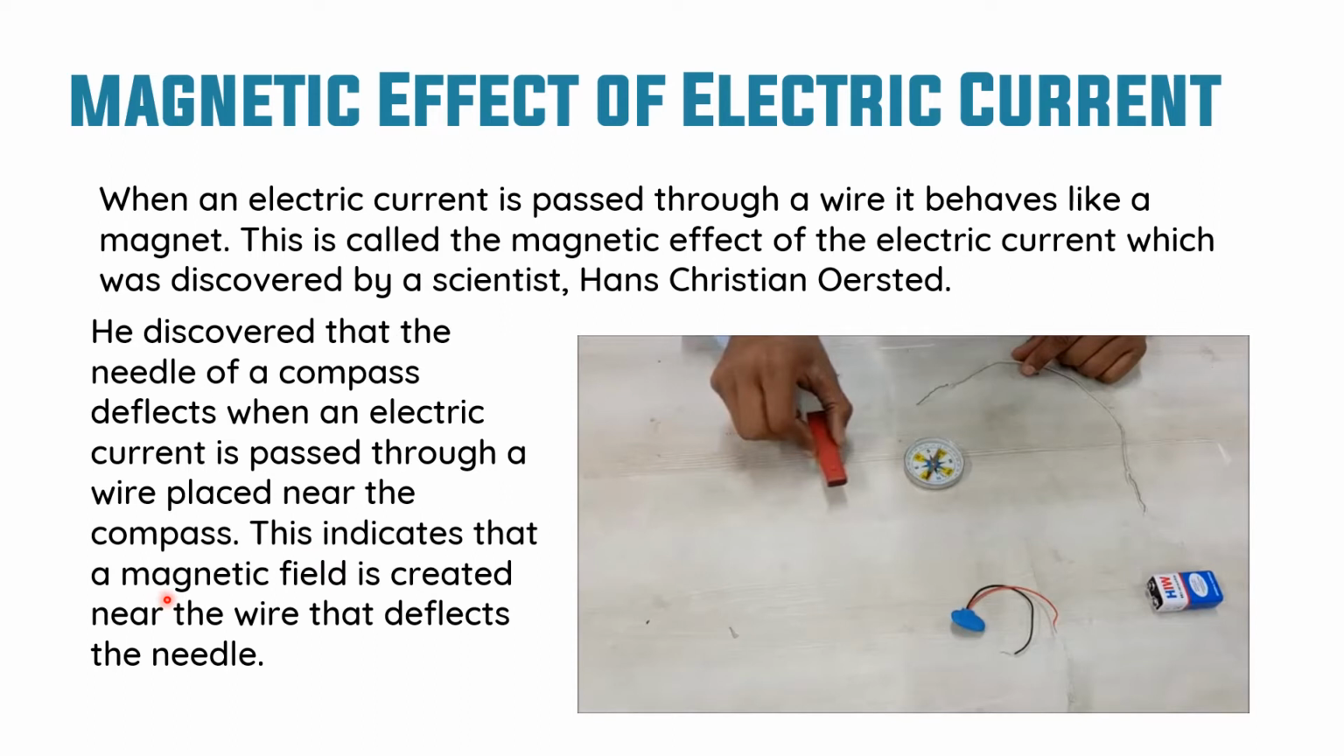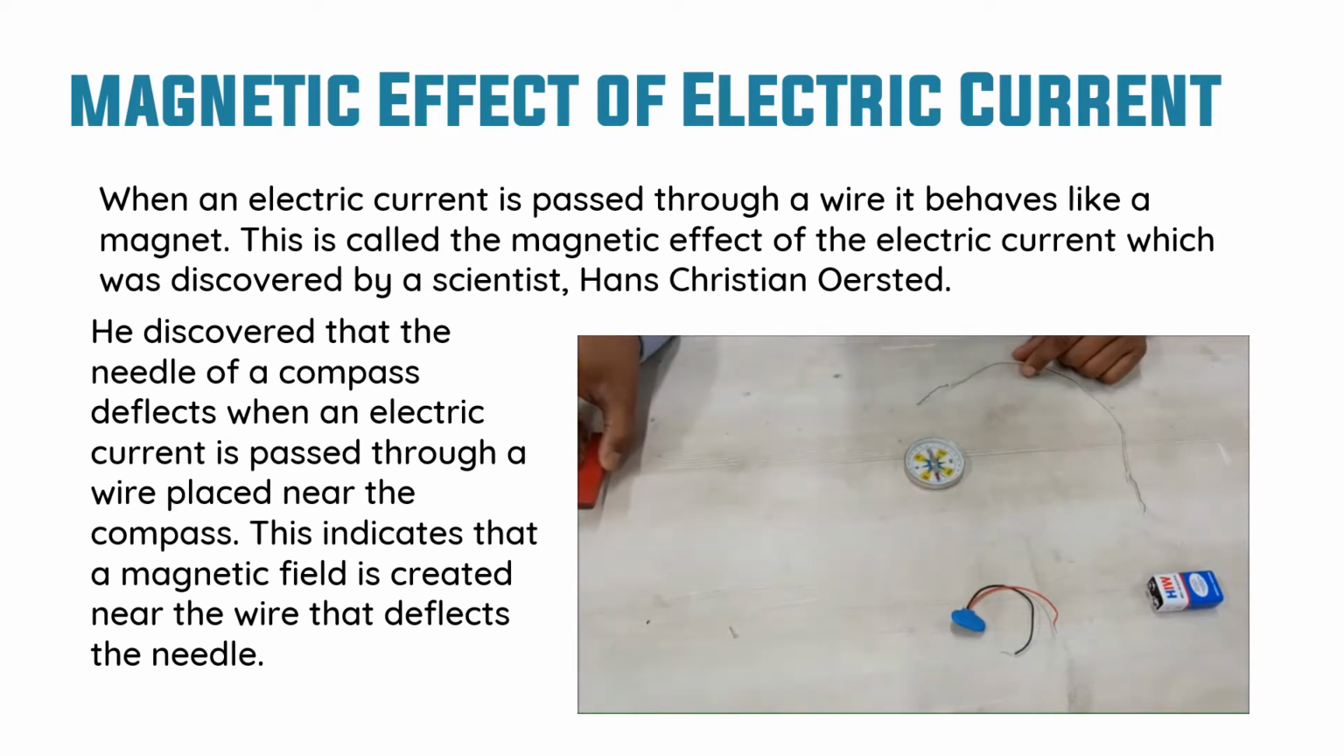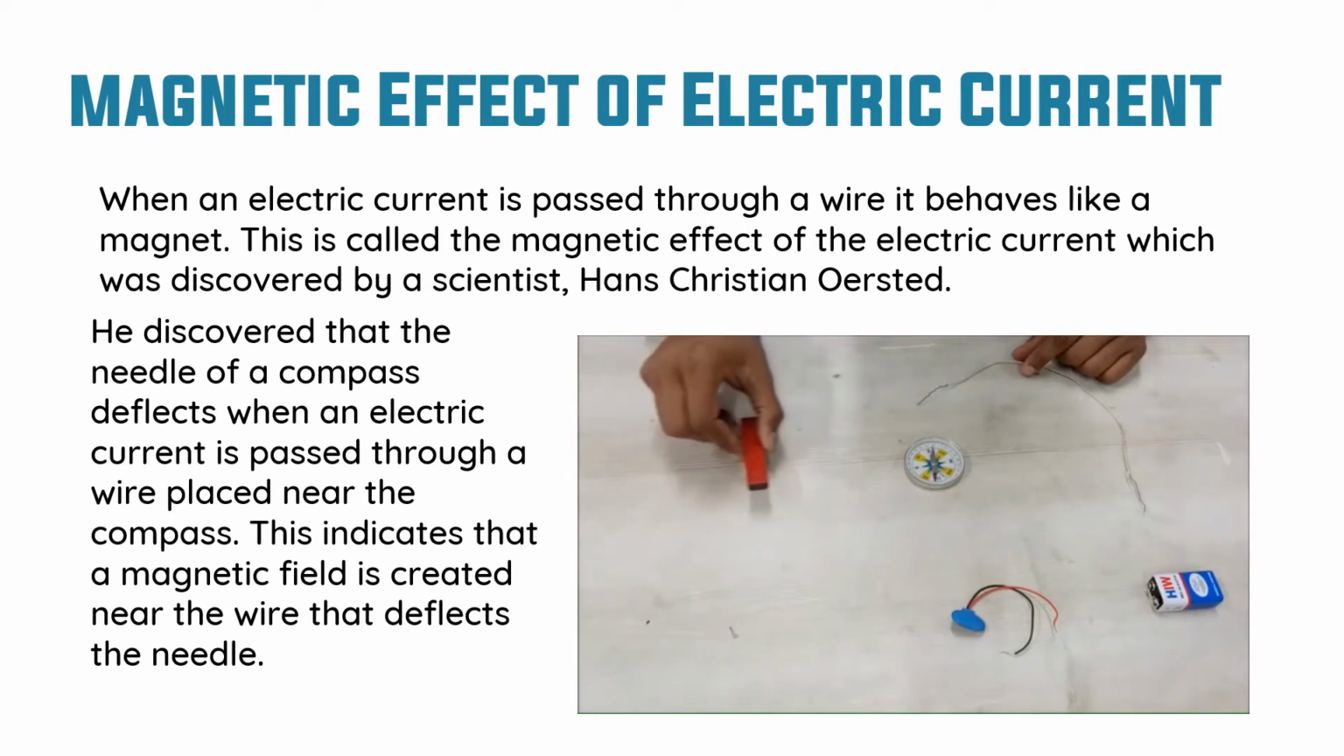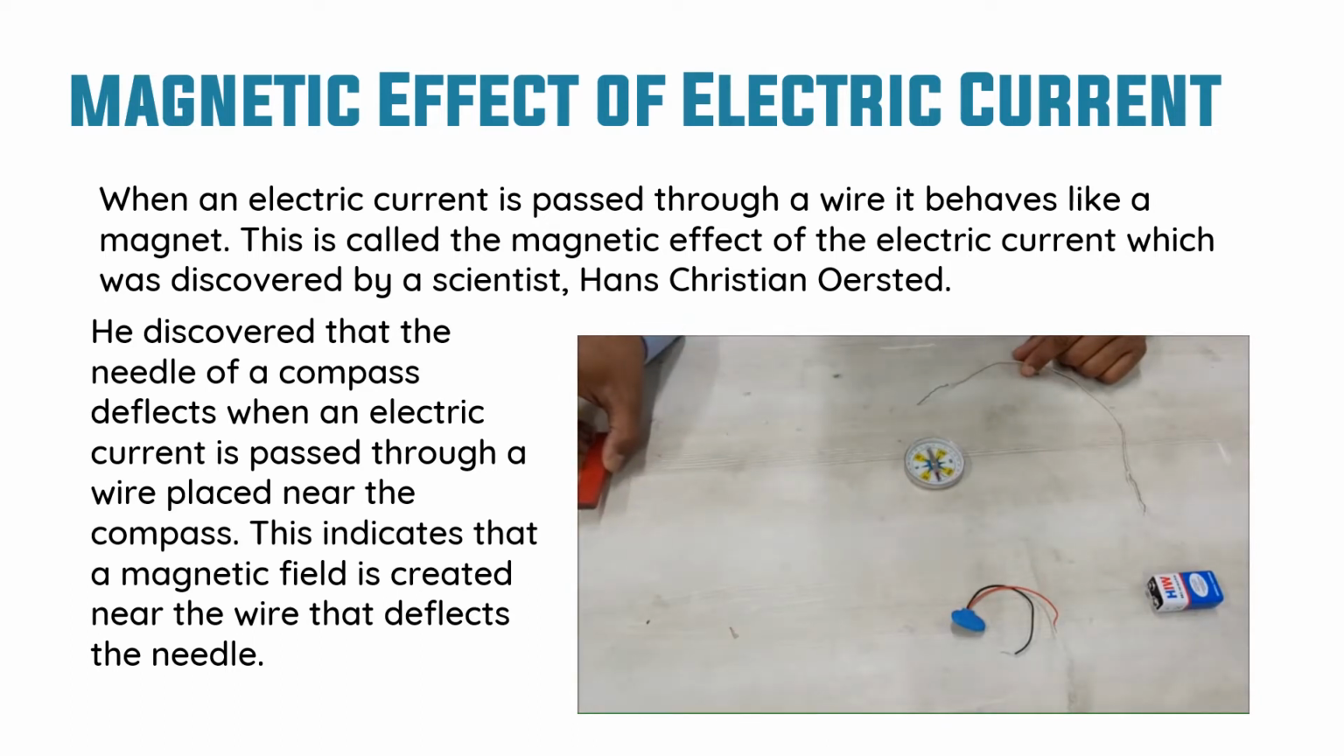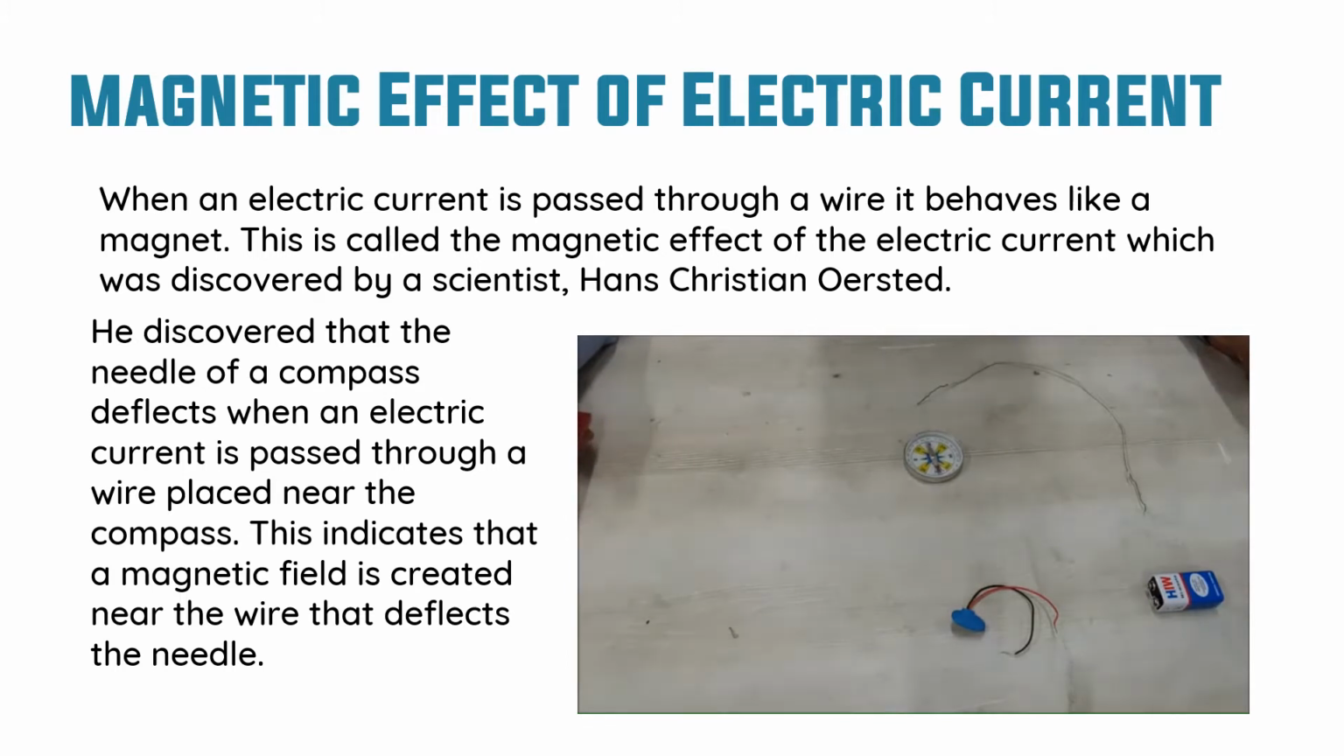This indicates that a magnetic field is created near the wire that deflects the needle. So we will just see this video also. See, so here one magnet. When we keep this magnet near the compass, we can see the deflection of this needle, because this is a magnet. This magnet attracts or repels this needle, because this needle is also made of a magnet. And next, here one wire is there.